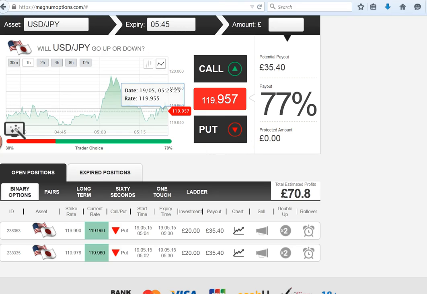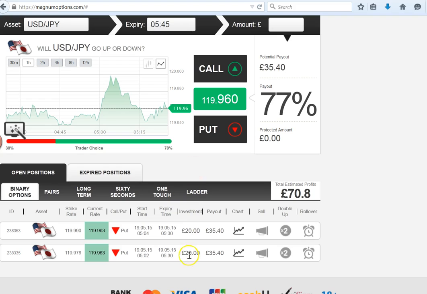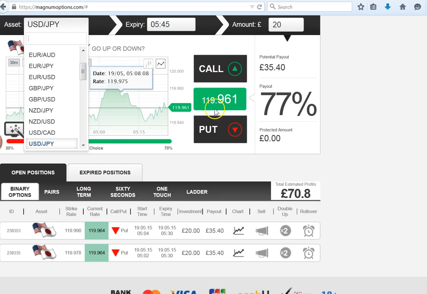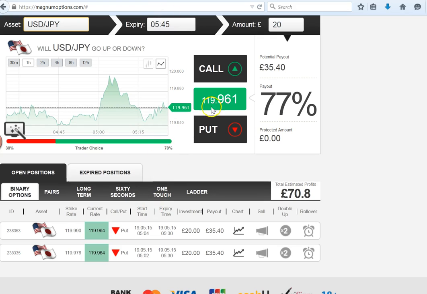Now, just to explain this bit to you, the USD JPY, he says to enter at 972. 972 here basically refers to the last 3 digits. Sometimes you will have a currency that has 4 digits after the decimal point, but you always want to enter or go with the last 3, unless the trader chooses 4 digits, then obviously you'll go with that. But most of the time, he will choose the last 3 digits after the decimal point.